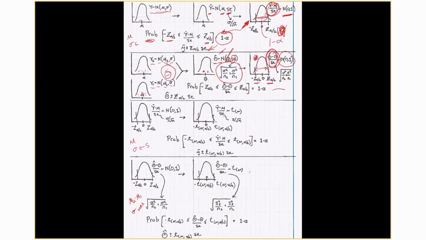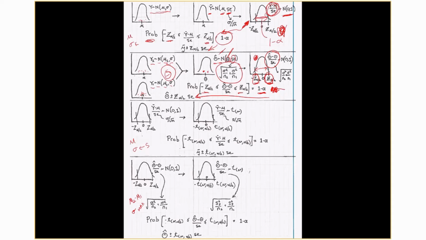Here we've represented the same thing algebraically. The probability that this guy here lies between minus z alpha over 2 and plus z alpha over 2 is equal to 1 minus alpha. Once we've got this equation here, we just dance around the inequality sign and wind up with a formula for a 95% confidence interval on the difference between two population means when the standard deviation of both populations is the same and known.